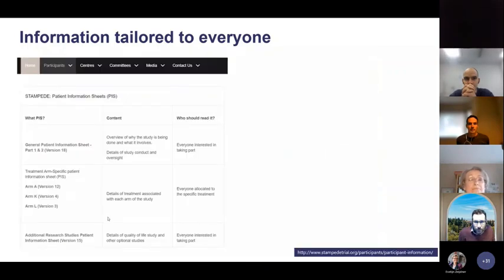So in the Stampede protocol, we've done this using modules, the multiple parts to the patient information sheet. We've ended up with a general patient information sheet, which we broke into parts 1 and 2. Part 1 almost setting out the rationale for the trial. Part 2 is almost the small print, the reasons why you would and the reasons why maybe you wouldn't join the trial. And then separate parts for the arms.